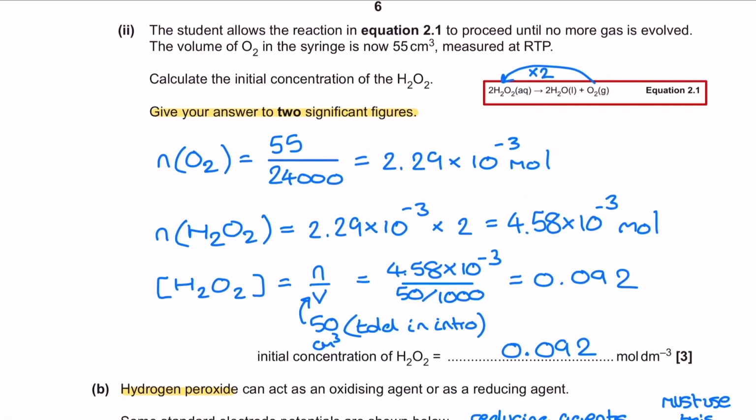Here we go. The student allows the reaction in equation 2.1 to proceed until no more gas is evolved. The volume of oxygen in the syringe is now 55 centimeters cubed, measured at room temperature and pressure. Calculate the initial concentration of the hydrogen peroxide, the H2O2. Give your answer to 2 sig figs. We've got a nice precision requirement just there. Always check for those. If you give a numerical answer in the exam, check for a precision requirement. And if not, just go with the precision requirements of the data you're already using.